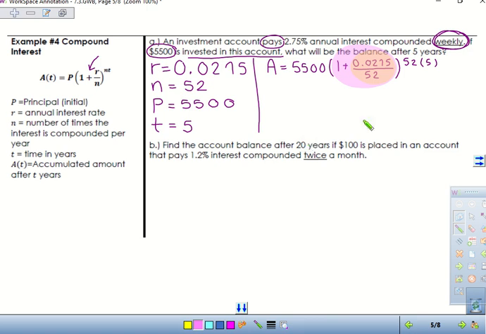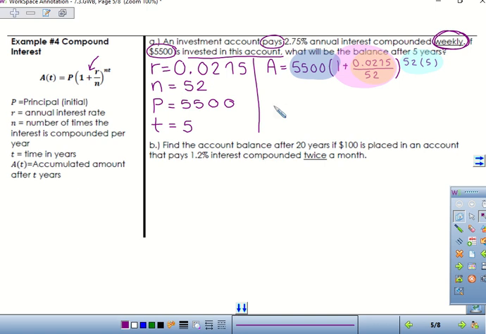Okay. Once I get the plus 1, I know I'm now putting whatever that amount is to the power of 52 times 5. So I hit that little caret button. I do left parenthesis, 52 times 5, and then close my parenthesis. And I hit enter. And now I get some value. And then whatever I got for that value, I'm then going to multiply it by 5,500. And when you do all of that, if you do it correctly, you should end up with this.